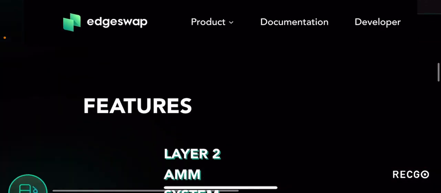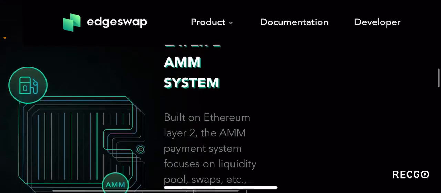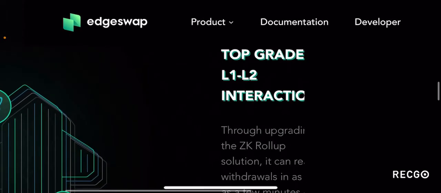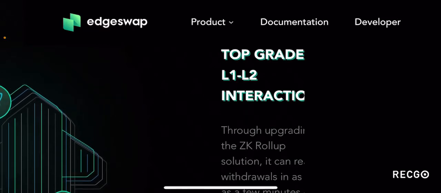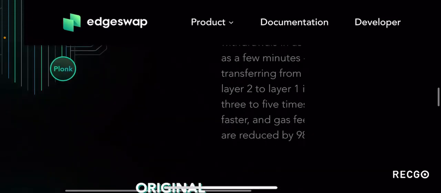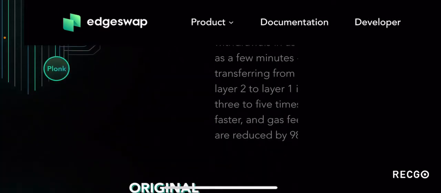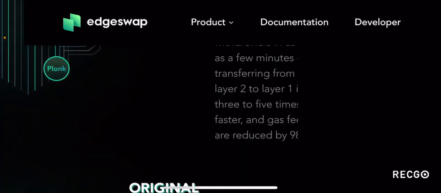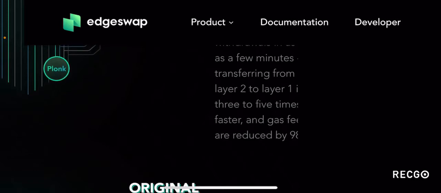And if you scroll below, here are the features. Again, we've discussed all of these things. Layer 2 AMM system, so they are a layer 2 system. Top grade layer 1 to layer 2 interaction. So using ZK rollups, you can get a really good and smooth interaction between layer 1, which is Ethereum, and layer 2, which is EdgeSwap. And this interaction is pretty smooth, and withdrawals and deposits are pretty quick and effective. Within a few minutes, you can deposit your ETH, DAI, or other stable coins and other tokens onto EdgeSwap, as well as start transacting right away, right?